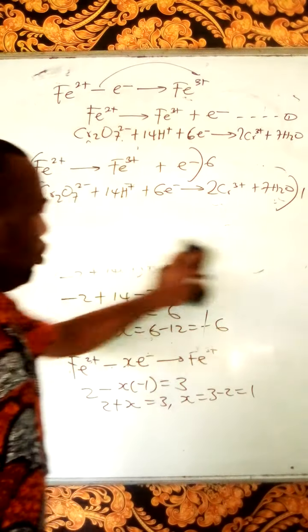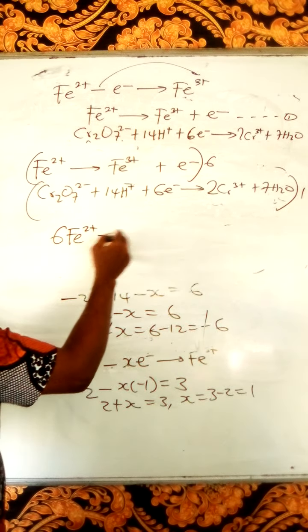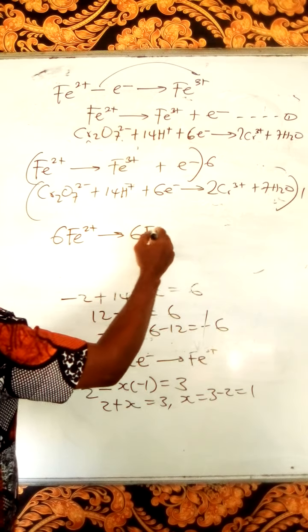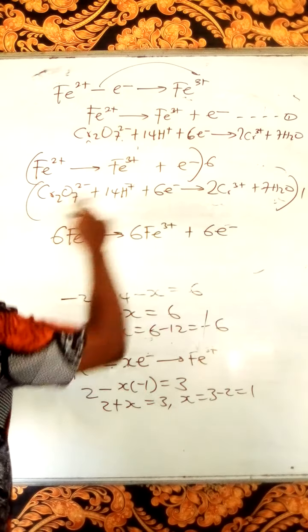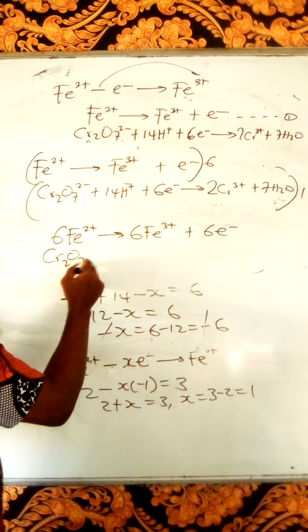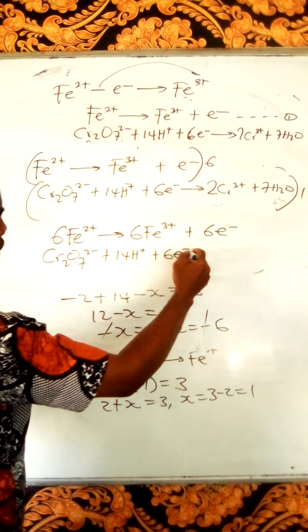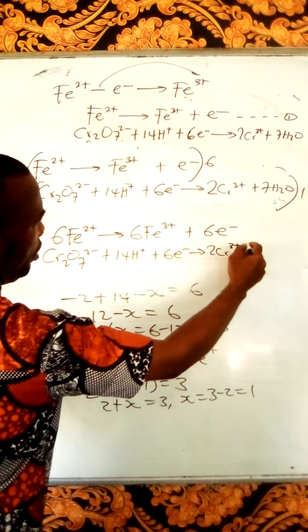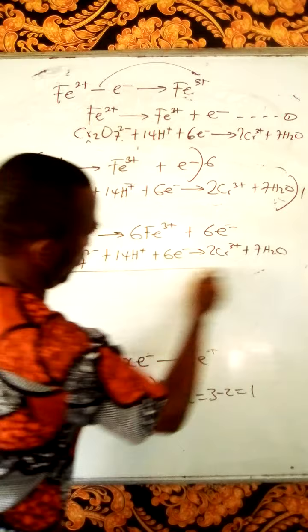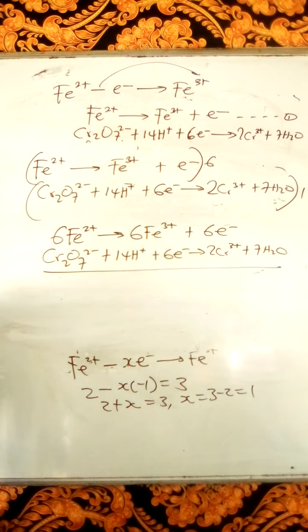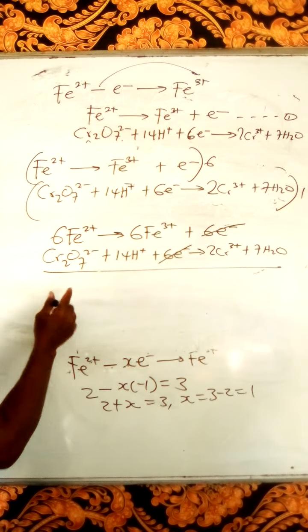When we multiply equation 1 by 6, we have 6Fe2+ giving us 6Fe3+ plus 6 electrons. Then multiplying by 1 will have no effect. We open the bracket: Cr2O7 2 minus plus 14 hydrogen ions plus 6 electrons, giving us 2 chromium 3 ions plus 7 molecules of water. Having made the electrons equal, what do we do? So the 6 electrons cancel out. We add the reactants.